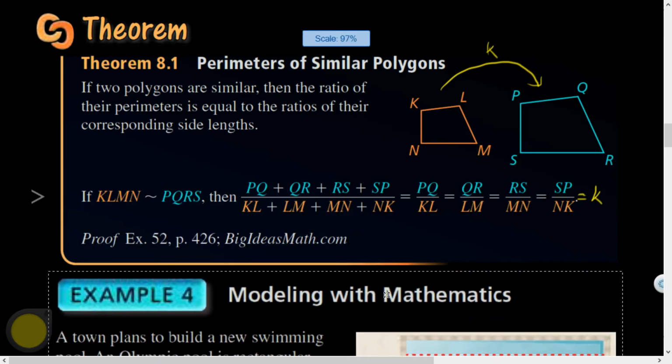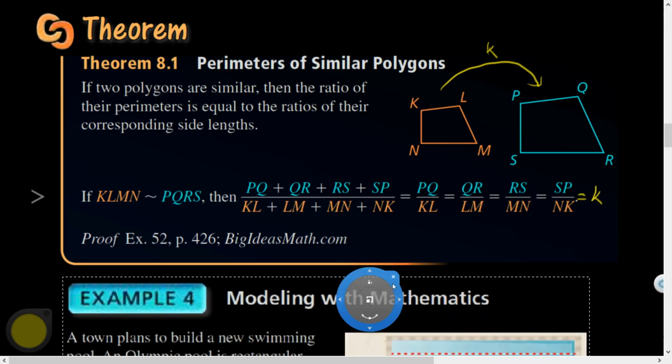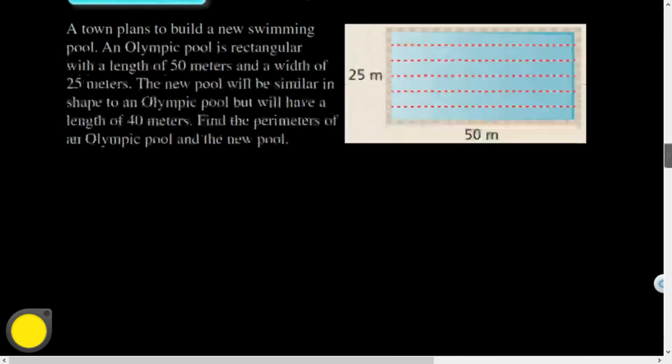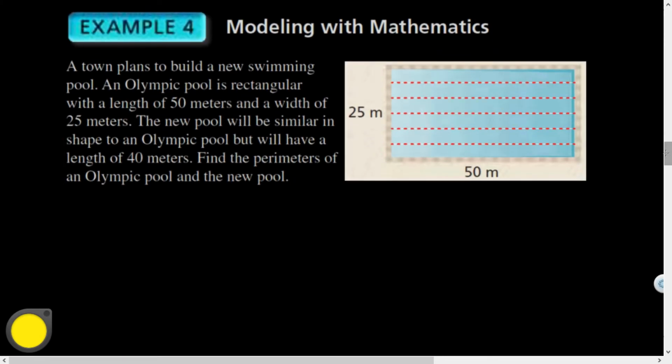It's amazing. Example 4. Sorry. All right, I'm feeling it. We're in a new chapter.